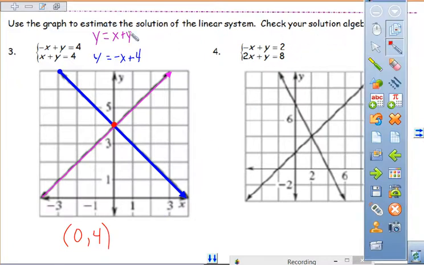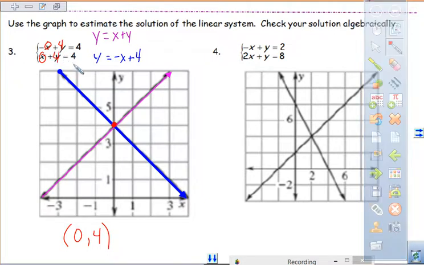Then it says check your solution algebraically. If I put 0 in here and 4 here, negative 0 plus 4 is 4. 0 plus positive 4 is 4. So algebraically, our solution fits. Our answer to this system is 0, 4.